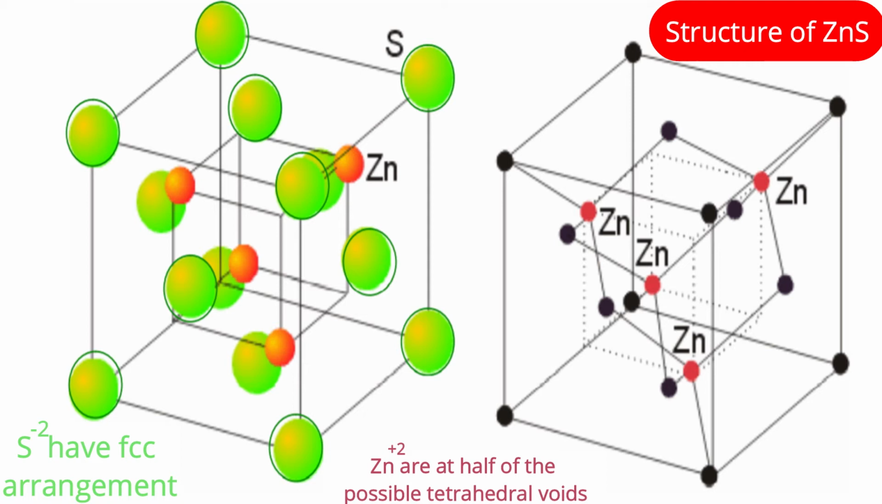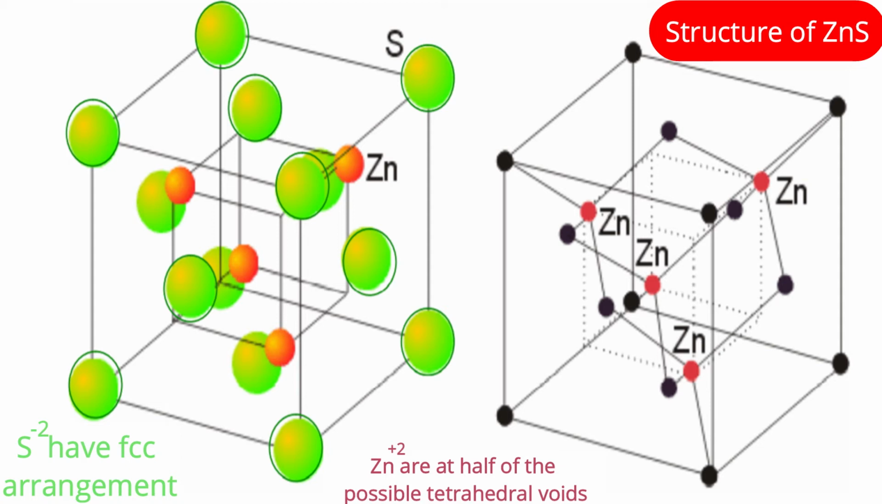See, one simple large cube is represented. At each corner of the cube, sulfide ions are there, and at the center of each face of the cube, sulfide ions are there. For the time being, don't think about those red ions. Only pay attention to the sulfide ions. That is the FCC arrangement of sulfide. It is a cubic closest packed arrangement. And whenever we consider an FCC arrangement, two kinds of voids are possible, octahedral and tetrahedral.